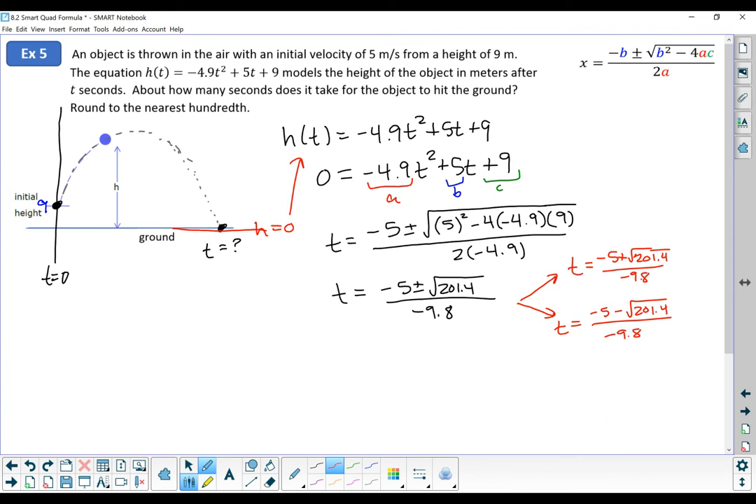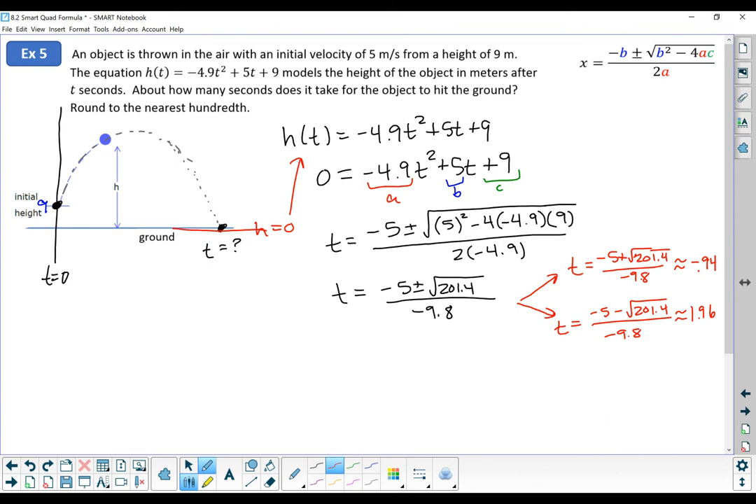-9.8 on the bottom. So this first one gives you an answer that is approximately -0.94. And now I'm going to put the other one in my calculator to get the other answer: 201.4 over -9.8. The other answer would be 1.96. And time in this question is in seconds.